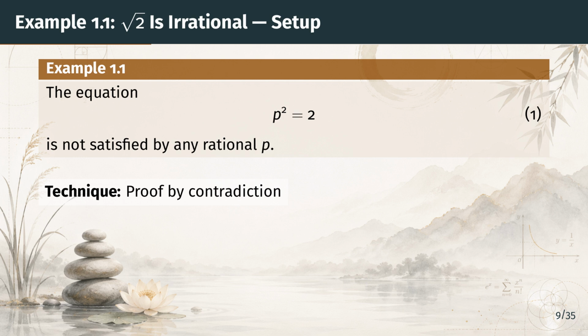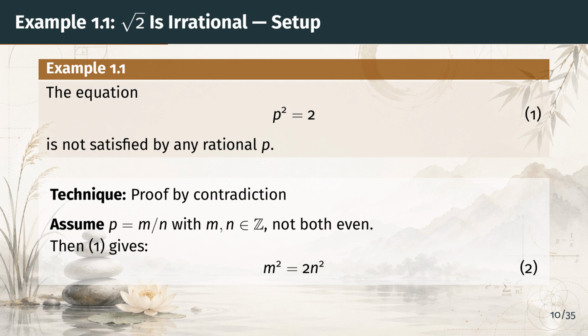Here is the precise statement of example 1.1. The equation p squared equals 2 is not satisfied by any rational number p. In other words, the square root of 2 is irrational. This is a classic result, and we will prove it using the technique of proof by contradiction. We assume that such a rational p exists, and then show that this leads to an impossible conclusion.